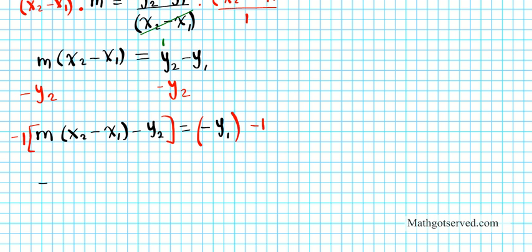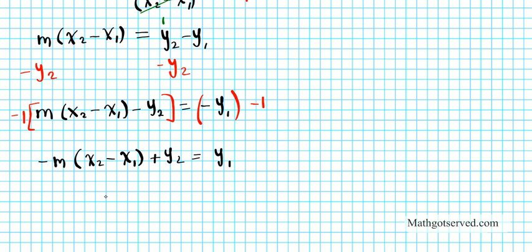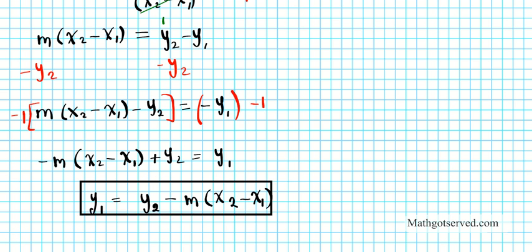So if I distribute it, I have negative m times x2 minus x1. And then when you distribute this minus to this minus right here, it becomes plus y2 equals y1. Okay? So using the reflexive property of equality, I can switch this equation around. I'll have y1 equals, now since y2 is positive, I can write it first, y2 minus m times x2 minus x1. Okay? So there you have it. That's my answer. All right, we're going to move on to the next example.